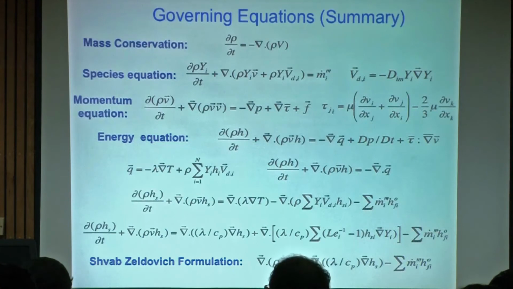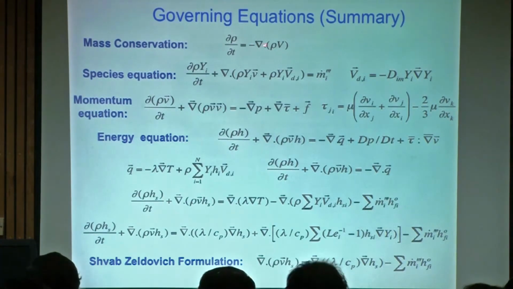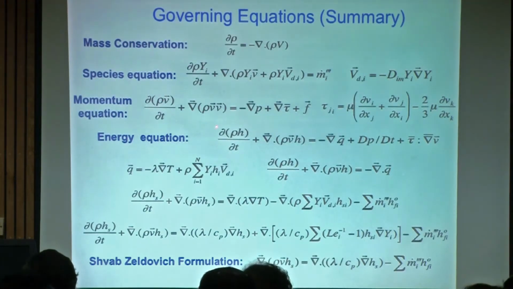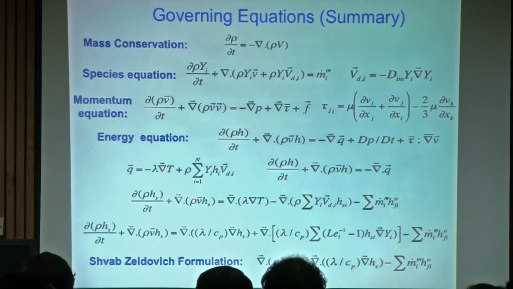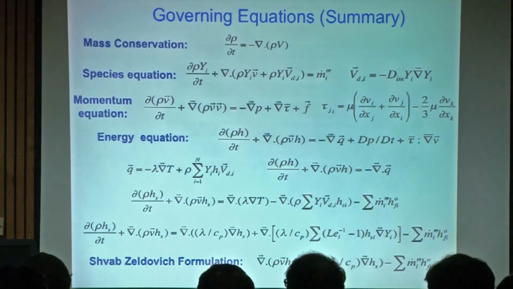I have this summary sheet listing all the equations we discussed. Mass conservation for the mixture, species, momentum. So this is for H, and then for HS. This one or this one, those two. Then Shvab-Zeldovich. So basically, that's what we did between yesterday's session and today. All these equations.